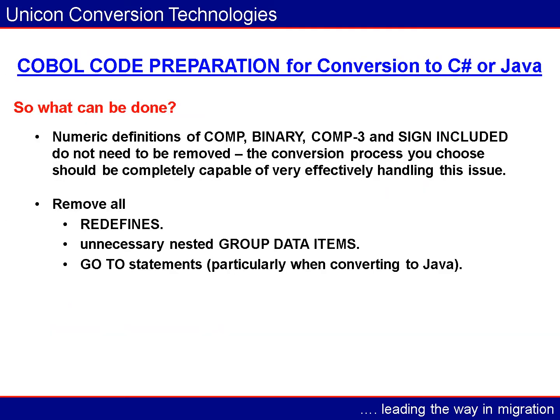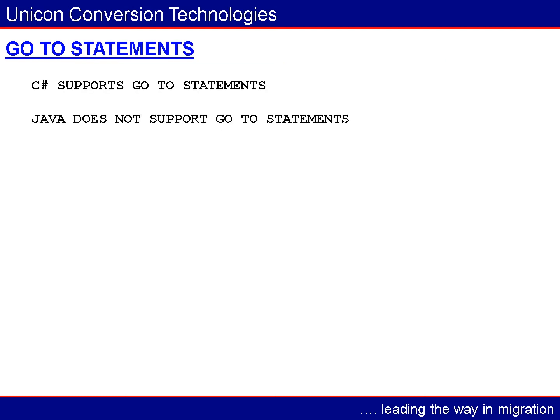The COBOL Goto statements should also be removed. C# does support the Goto statement, but not to the same extent that COBOL does. COBOL typically uses the Goto statement to manage the major logic paths in a program. C# would typically limit the use of the Goto statements to branching out of a set of nested if statements. Java does not support the Goto statement at all. It would be significantly better to remove all Goto statements from the original COBOL programs to be converted.